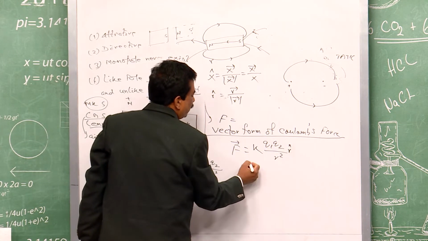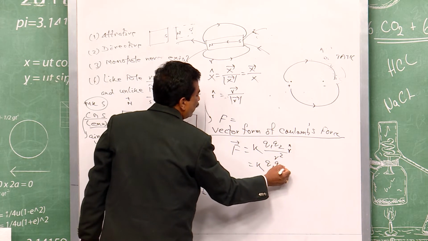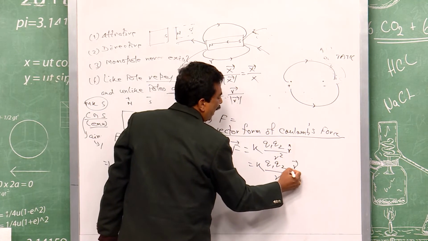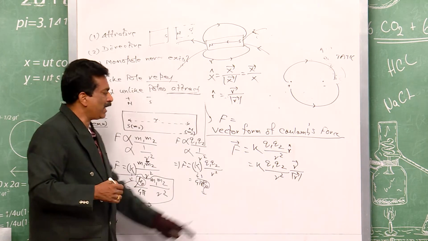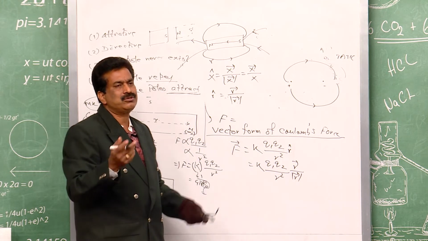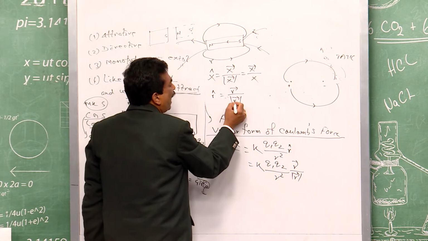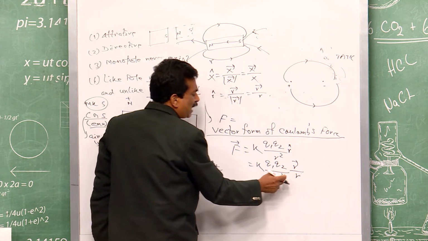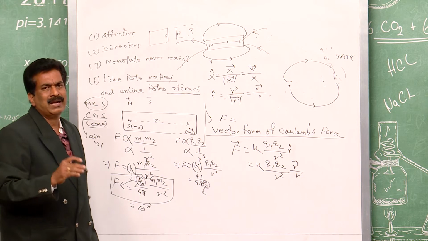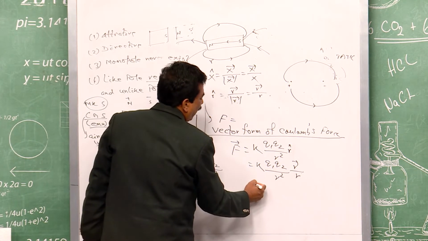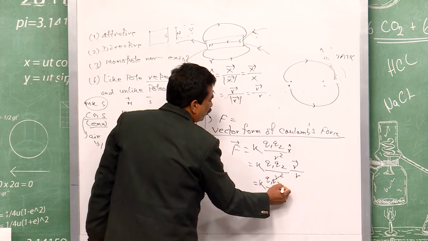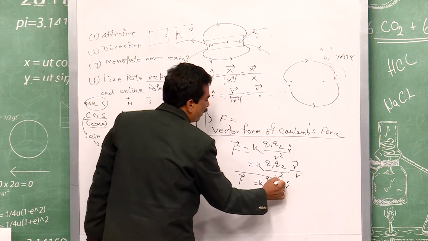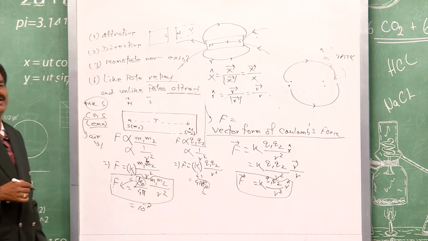So F is equal to k q1 q2 by r square as per r cap, r vector by r vector mod. And r vector mod is equal to r, as you have written x vector mod is equal to x. So this r vector mod now becomes r. So this r with r square, they are in the denominator and multiplied, and r square with r will be r cube. So that is equal to k q1 q2 by r cube of r vector, and this is the vector form of Coulomb's law of magnetostatics.